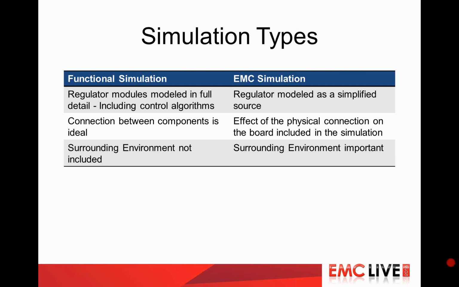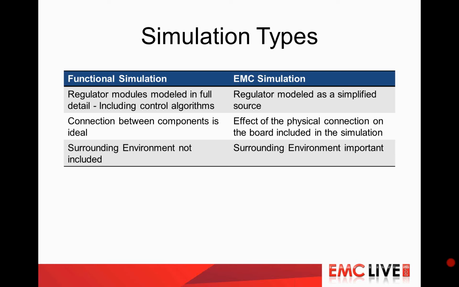There is typically the functional simulation that you will do early in the design stage, where you really check, for example, if you regulate a module, if we stay with the example of the DC-DC regulator, if the regulator module is working well, and you will include the controlling algorithm. So you maybe have some current sensing at the output of the DC-DC regulator, and you want to control the current by changing, for example, the frequency or the pulse width modulation. And in such a functional simulation, you will typically treat the connections as ideal, and you will not include the surrounding environment, while you of course will include the control algorithm.